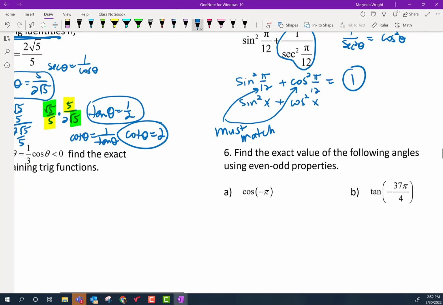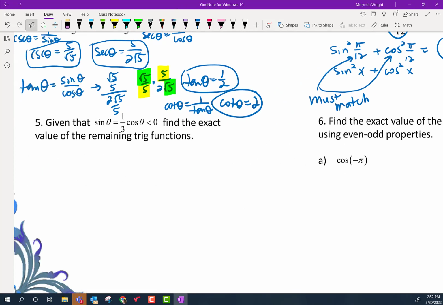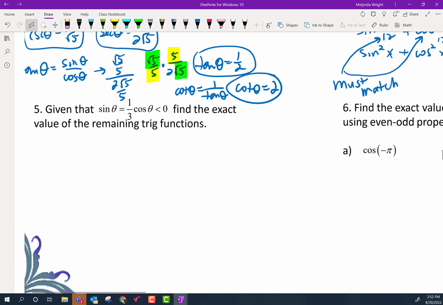All right, let's take a look at number 5. On this one, spacing went a little crazy. There should be a space right there, and I missed that space. If you would just kind of mark a space in there for me, I'm going to have to go back and fix that. So what they want us to do is find the exact value of the remaining trig functions. Well, okay, we can deal with sine being 1/3.